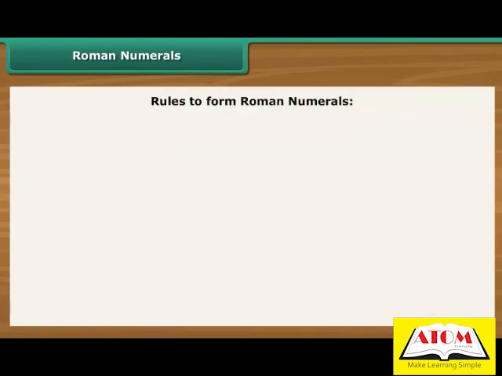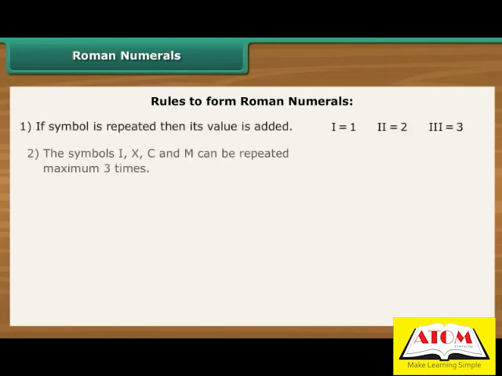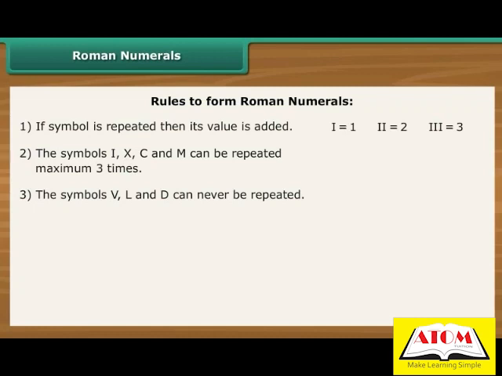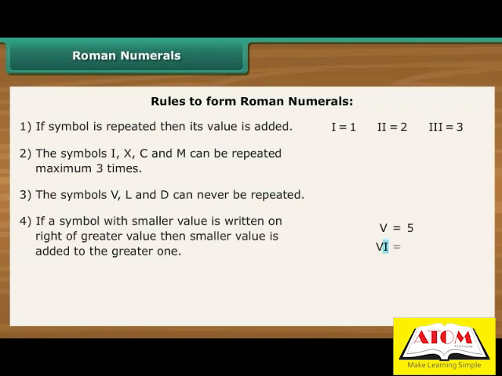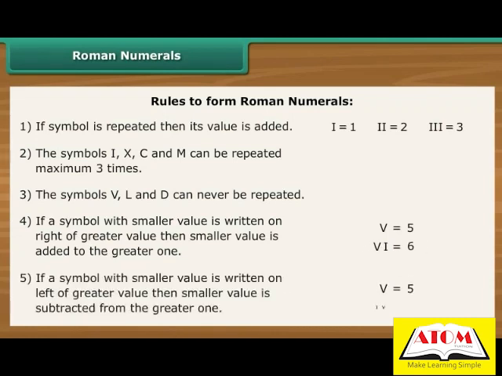There are certain rules to form Roman numerals. They are: 1. If a symbol is repeated, then its value is added. 2. The symbols I, X, C and M can be repeated a maximum of 3 times. 3. The symbols V, L and D can never be repeated. 4. If a symbol with smaller value is written on the right of greater value, then the smaller value is added to the greater one. 5. If a symbol with smaller value is written on the left of greater value, then the smaller value is subtracted from the greater one.